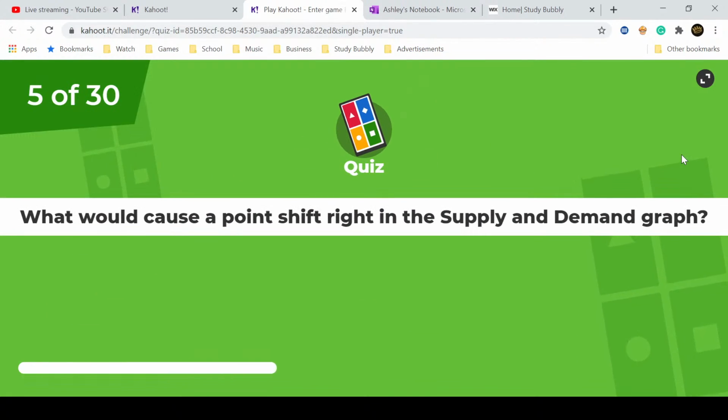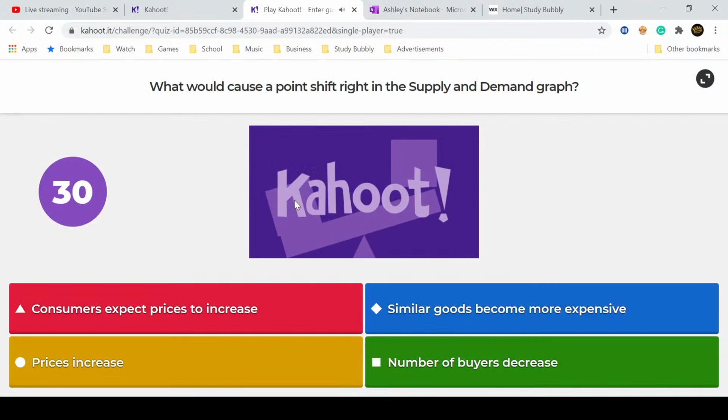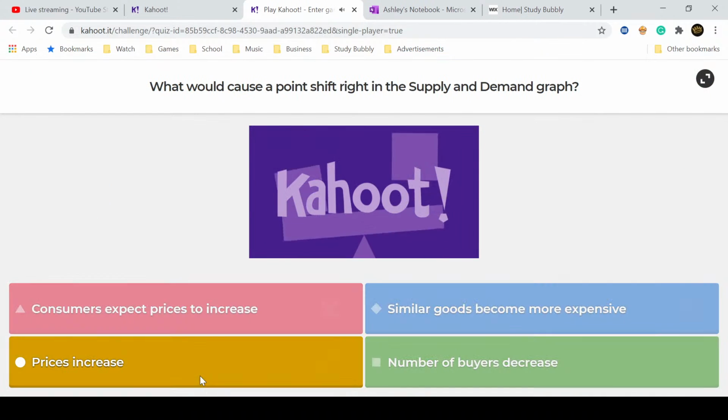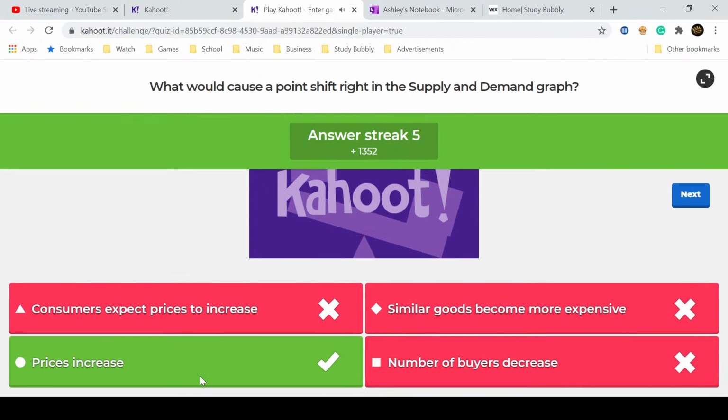Question 5. What would cause the point shift right in supply and demand graph? So point shifts will always be price increase. The other three options, consumers expect prices to increase, that's going to affect demand. That would lower demand, and that's not a point shift, that's a curve shift. Similar goods become more expensive, demand shift left.